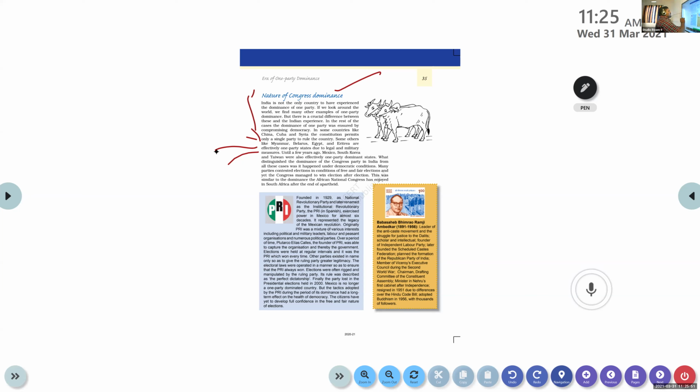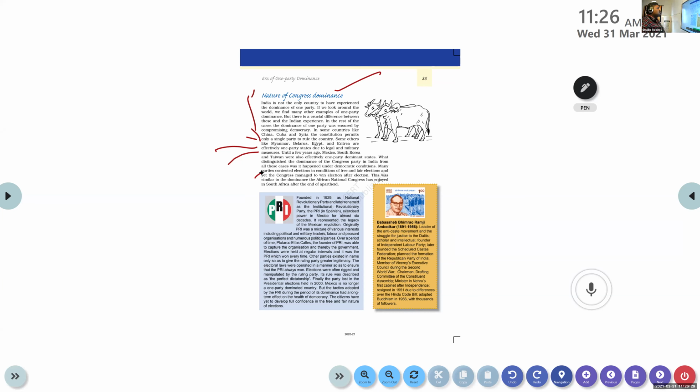What distinguished the dominance of the Congress party in India from all these cases was that it happened under democratic conditions. Many parties contested elections in conditions of free and fair elections, and yet the Congress managed to win election after election. So in India, a number of parties were free to participate in the election, and they did participate. But there was no perfect competition from the other parties. Clear or not? The Congress party managed to win a number of elections one after another.